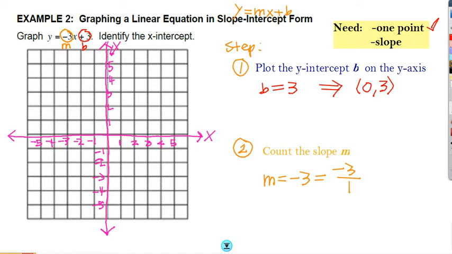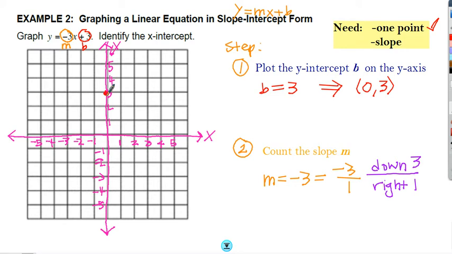Okay, so I'm going to start with labeling the axes, and now I'm going to plot the y-intercept, which is at 0, 3, because b is 3. So 0 and up 3, that is my y-intercept. And I'm going to use the slope to find my next points, and the slope is negative 3 over 1. And that means if the numerator is negative, then you're going down 3, because it's the vertical shift, and the denominator is positive, so it's right 1.